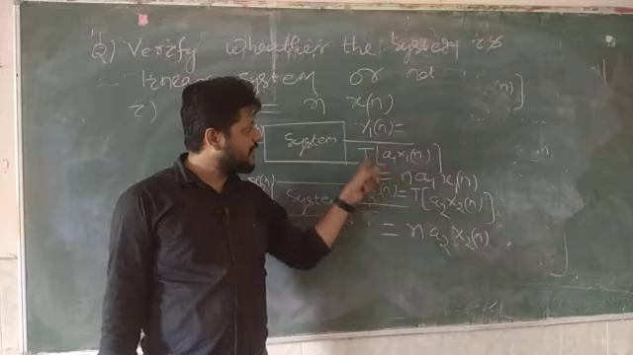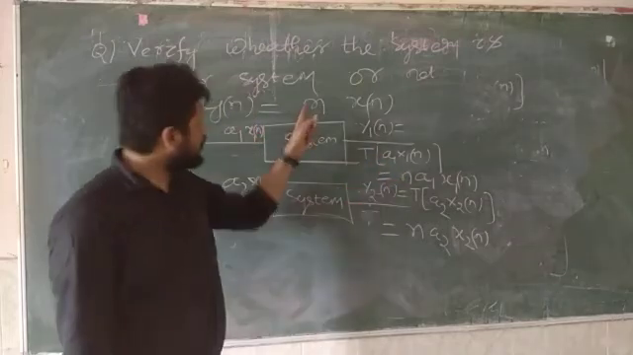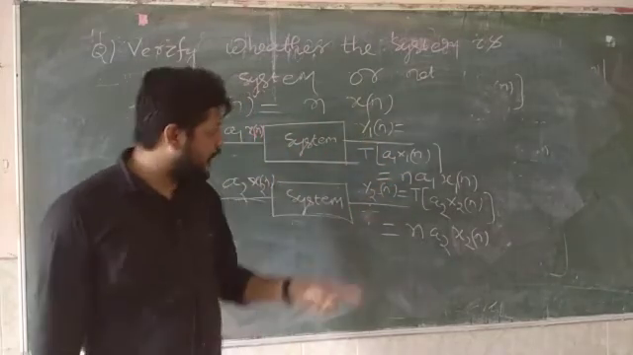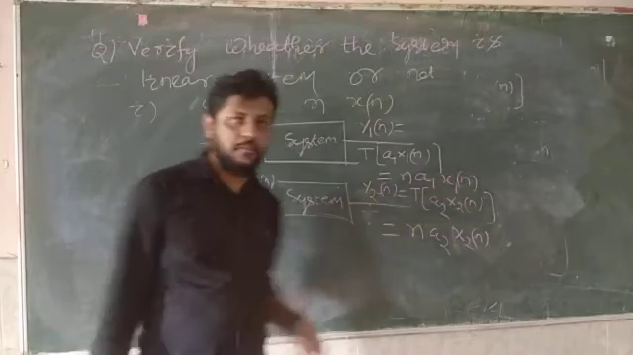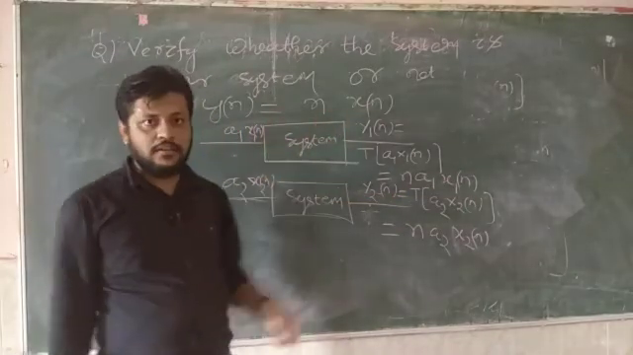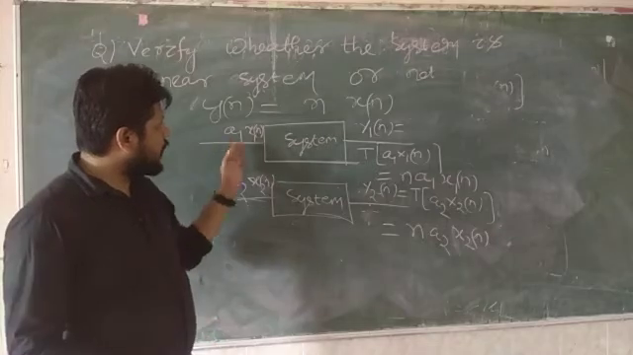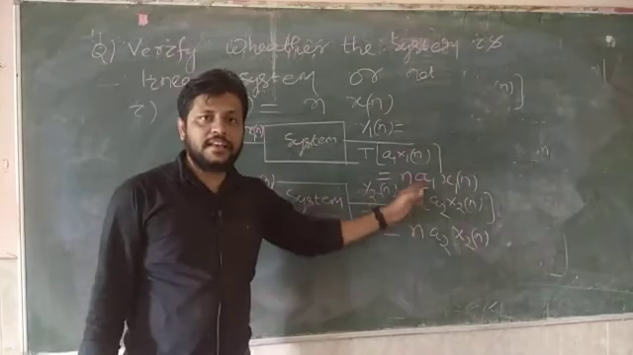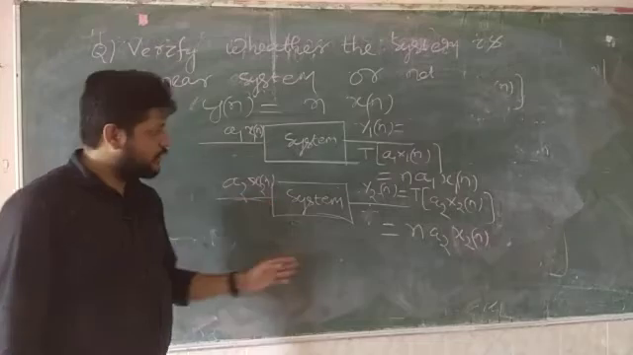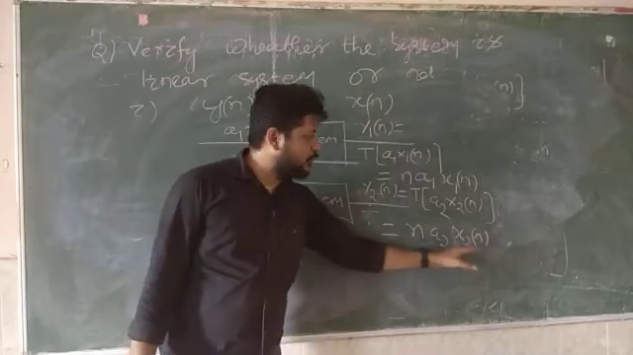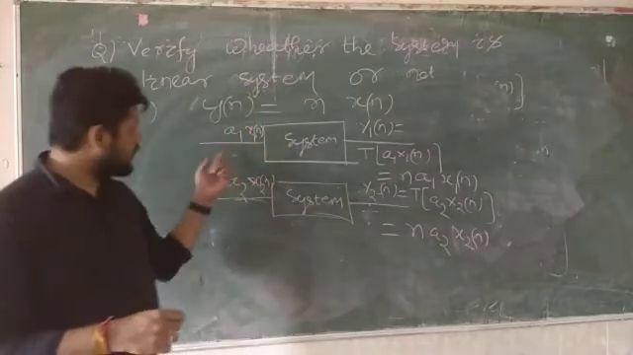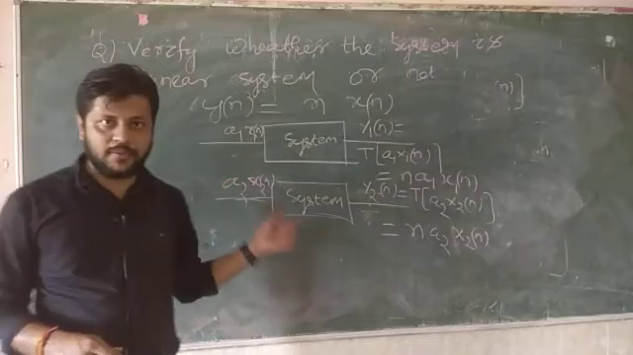which is a function of a1 x1n, and how do we replace it? Just in place of xn we have to write a1 x1n, because when you apply xn the response is n xn. So when you apply a1 x1n the response will be n a1 x1n. Similarly, when you apply a2 x2n the response will be n a2 x2n. So here I am applying individual signals.